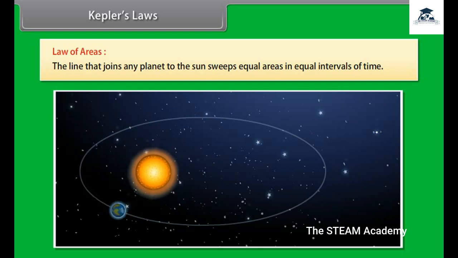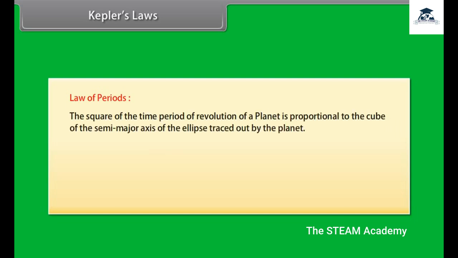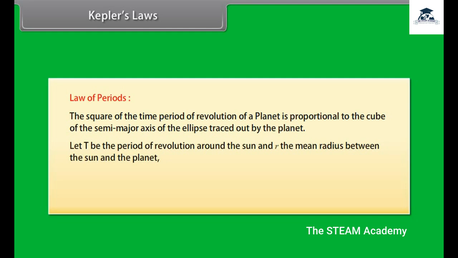This law comes from the observation that planets appear to move slower when they are farther from the Sun than when they are nearer. Law of Periods. The square of the time period of revolution of a planet is proportional to the cube of the semi-major axis of the ellipse traced out by the planet. Let T be the period of revolution around the Sun and R the mean radius between the Sun and the planet. T square is directly proportional to R cube. T square is equal to K R cube.